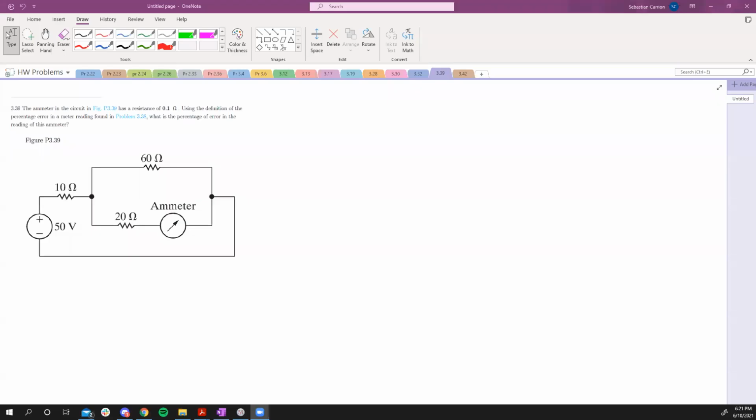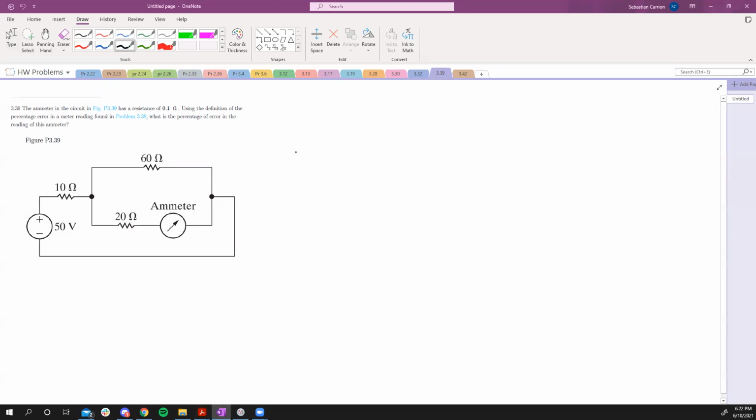Okay, so problem 3.39 says the ammeter in the circuit has a resistance of 0.1 ohms. So we use the definition of the percentage error in the meter read found in problem 3.38. What is the percentage error in the reading of this ammeter? So if we go back to 3.38, I'll write this down.